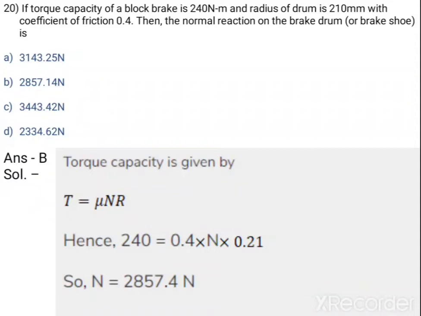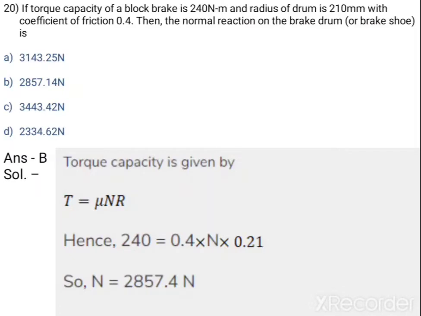Now next: if the torque capacity of a block brake is 240 Newton meter and the radius of the drum is 210 mm with the coefficient of friction 0.4, the normal reaction on the brake drum or brake shoe is. So they ask the normal reaction on the brake drum, and this question is from the brake. So for the brake, you need to calculate the normal reaction.